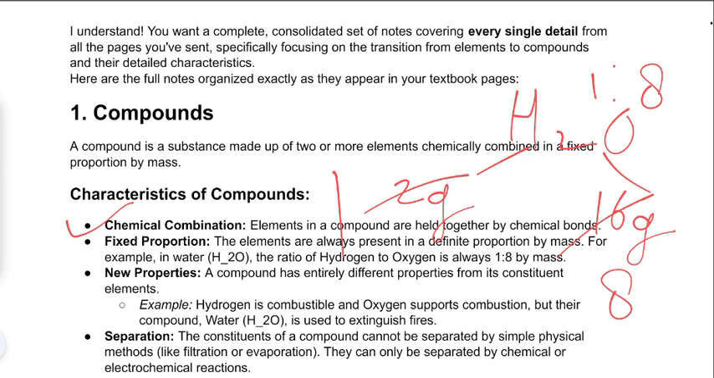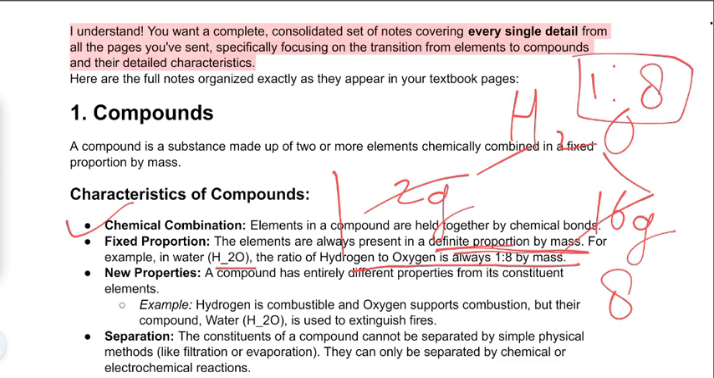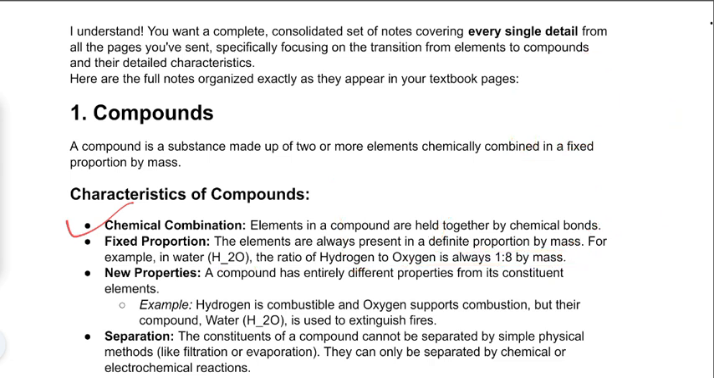The elements are always present in definite proportion by mass. For example, in H2O, the ratio of hydrogen to oxygen is always 1:8 by mass. I have explained the same thing by doing the whole process. Okay. Now, the next topic is a new property.